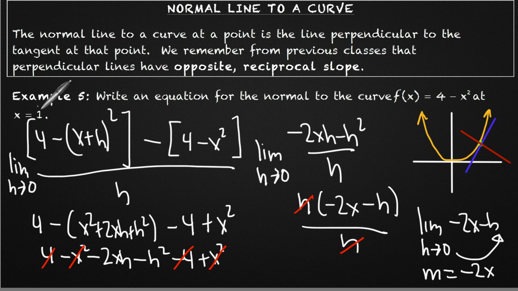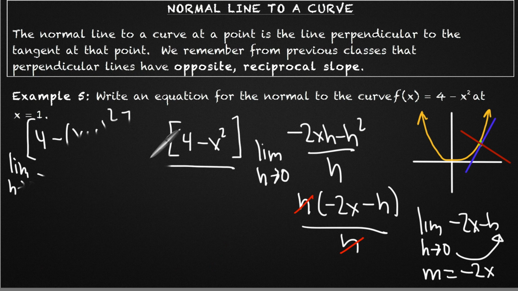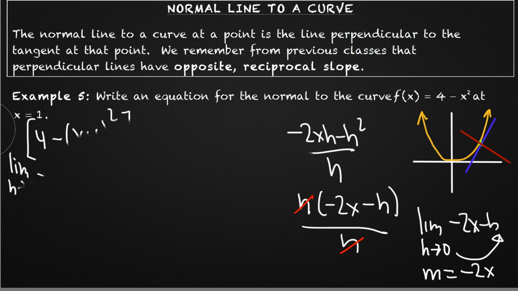So I'm going to erase a little bit here so we have some space. So we know that our slope is negative 2. So we can write our equation for our normal line. Now, if our slope of our tangent line is negative 2, that means the slope of our normal line, which is what we're trying to write, is positive 1/2.